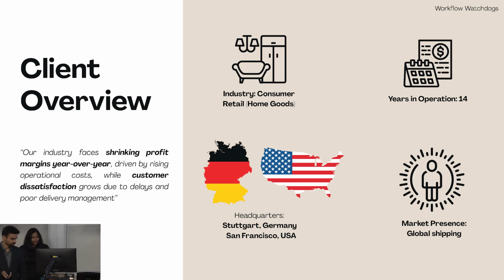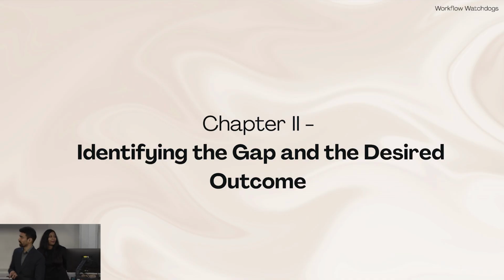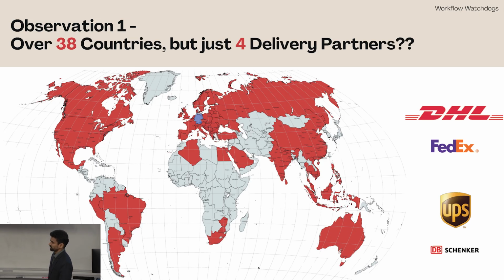So let's dive into chapter 2, identifying the gap and the desired outcomes. Like Neha mentioned, the company is serving over 38 countries, and to serve such a huge landscape, they need partners, right? Delivery partners. So DHL, FedEx, UPS, DB. These are all big names, right? We know them. They are known for their faster, secure, and on-time delivery.